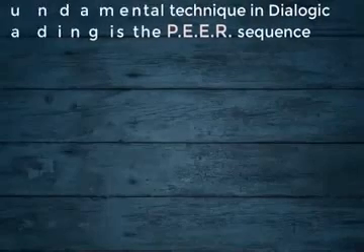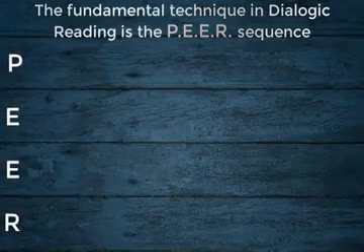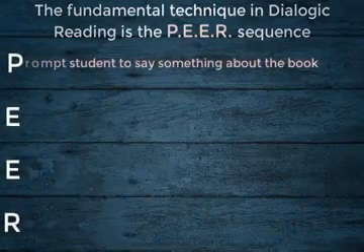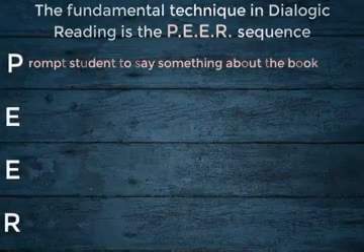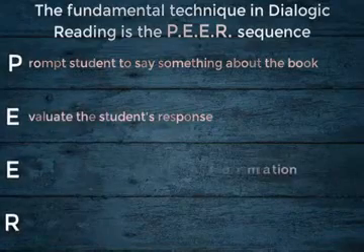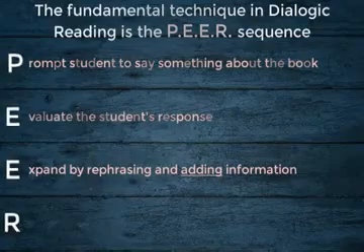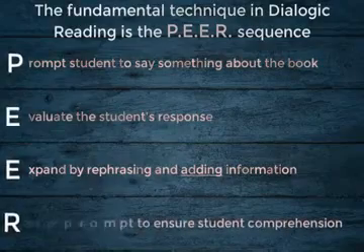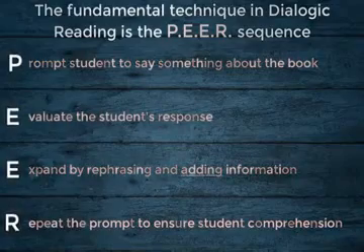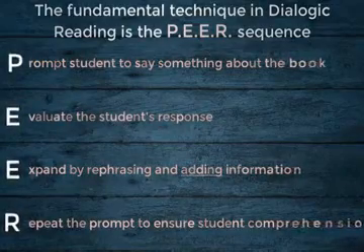So what are the steps to dialogic reading? The technique in dialogic reading is the PEER sequence. PEER stands for prompts, evaluate, expand, and repeat. Prompt students to say something about the book. Evaluate the student's response. Expand by rephrasing and adding information. And repeat the prompt to ensure student comprehension.